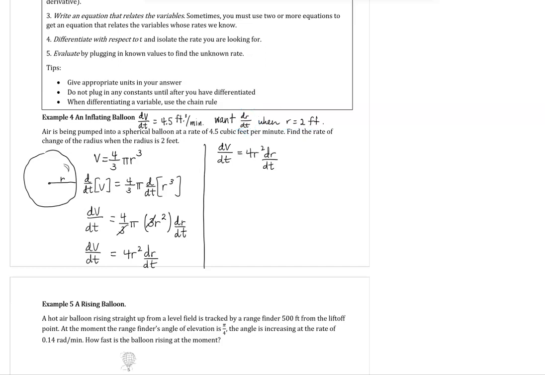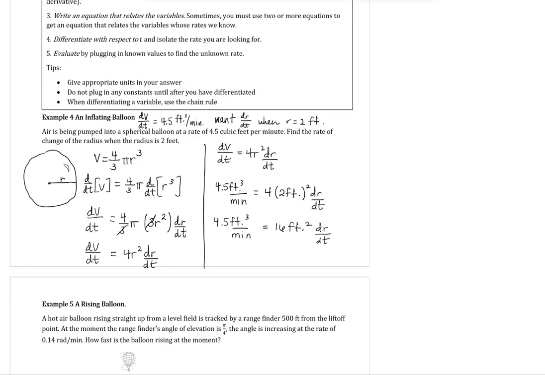We already knew that dV/dt is equal to 4.5 cubic feet per minute. So we know what we can substitute in here: 4.5 cubic feet per minute. That's how fast this volume is increasing. We're interested in finding out information at the moment when the radius is 2 feet. So I'm going to be replacing r with 2 feet. And dr/dt is what we're trying to find. So I'm going to simplify the right side of the equation. 4 pi times that 2 feet squared is going to give us 16 pi feet squared.